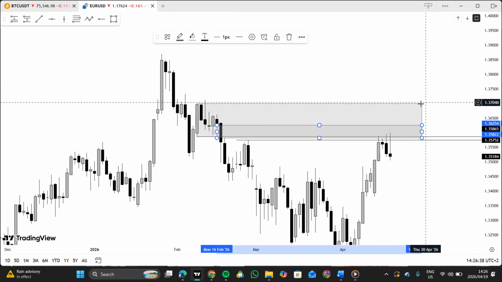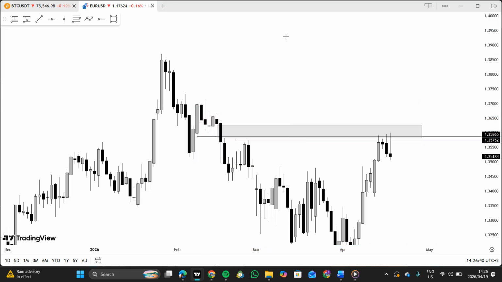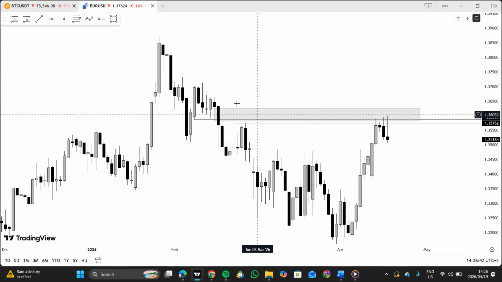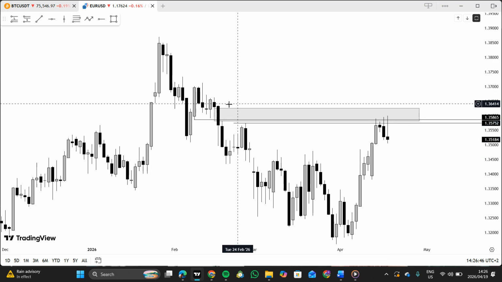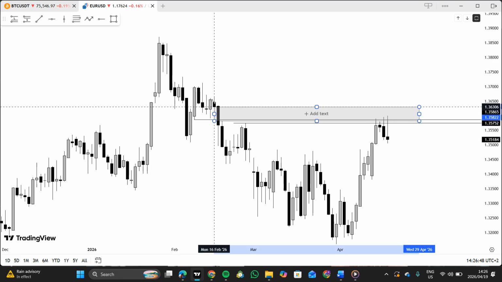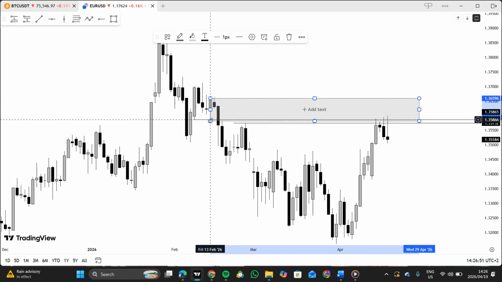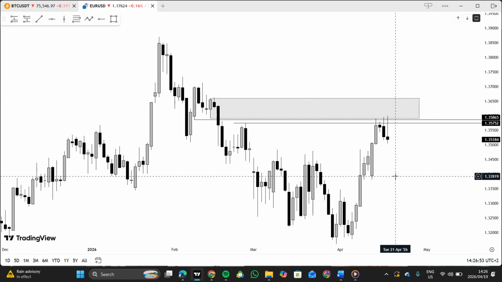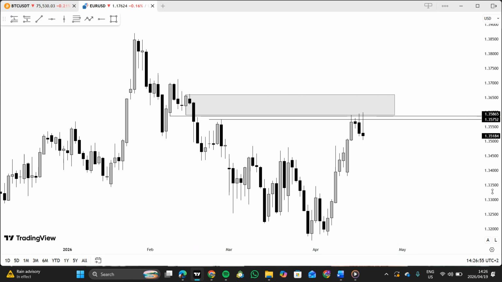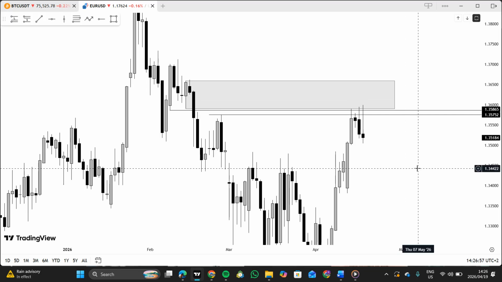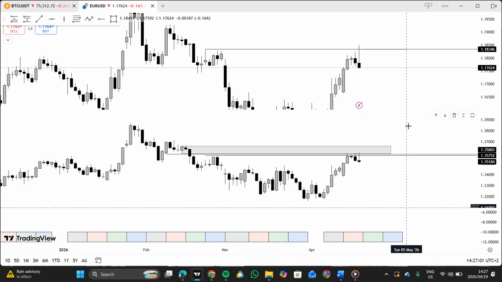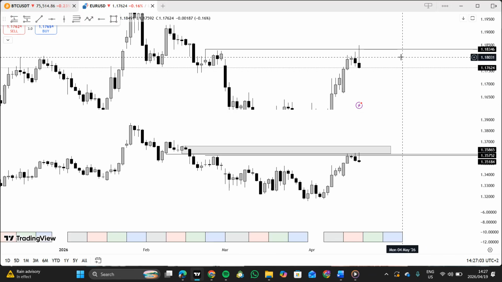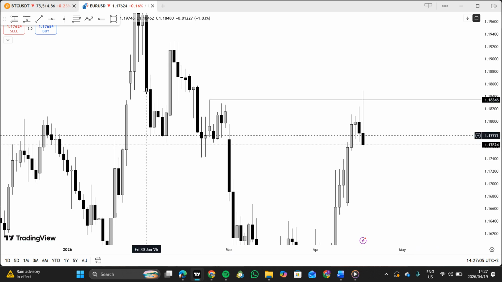Okay, I can go ahead and delete this one over here. We had a fair value gap which was tagged right over here. Plus we have another model one which was here, which was tagged as well. So can you see how many key levels we had over here that confirmed that the price needed to go down?